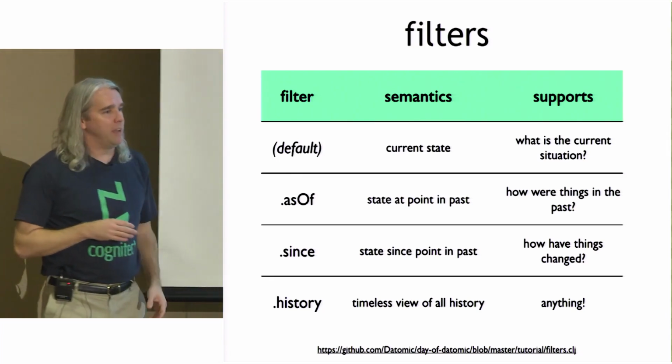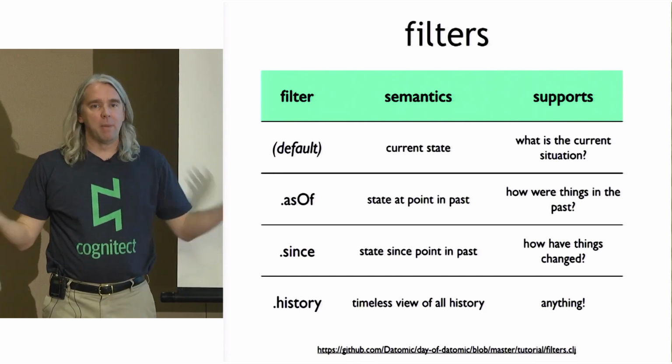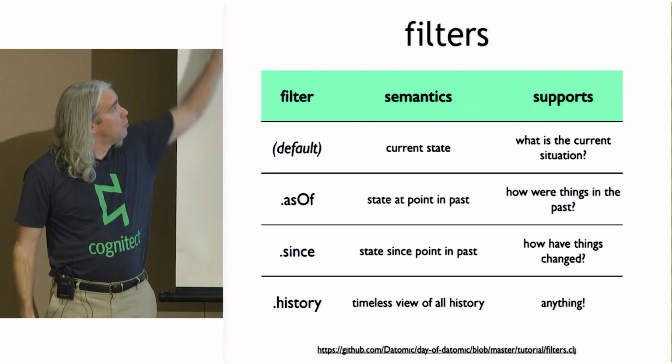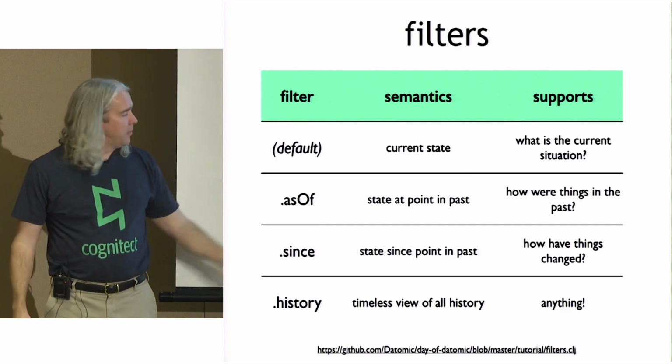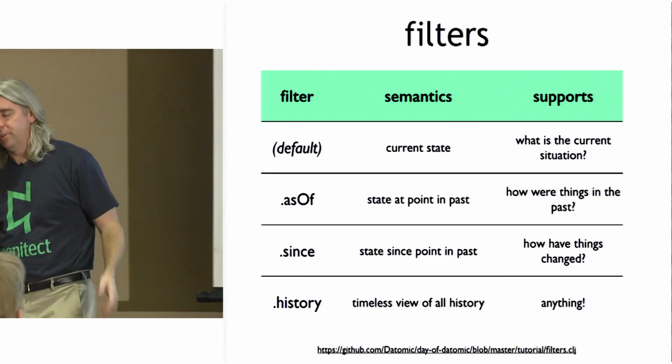And this goes back to the point that entity views don't know anything about time. And so the regular view and the as of view and the since view all have a cohesive notion of time, but the history database spans time. So you can't really do that.